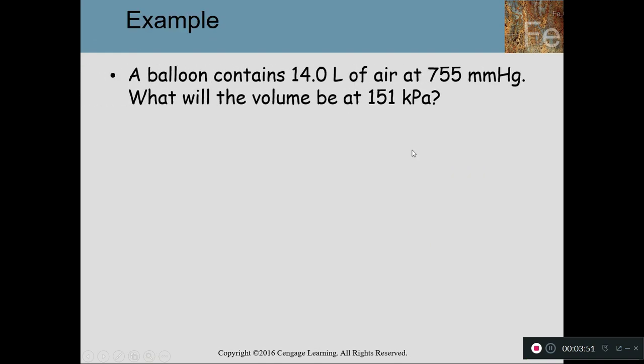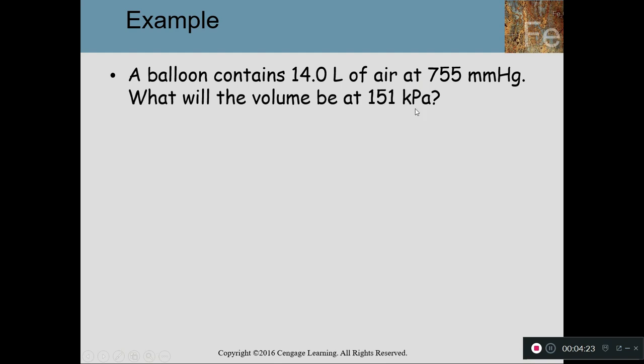So let's see this in action. Suppose you have a balloon, and the balloon has 14 liters of air. And that 14 liters of air is at a pressure of 755 millimeters of mercury. Remember from the last lesson that that's just a little bit below 1 atmosphere, being 760 millimeters of mercury. A question asks, what's the volume going to be when the pressure is jacked up all the way to 151 kPa? Well, if you remember again from the last lesson, 101 kPa is 1 atmosphere.